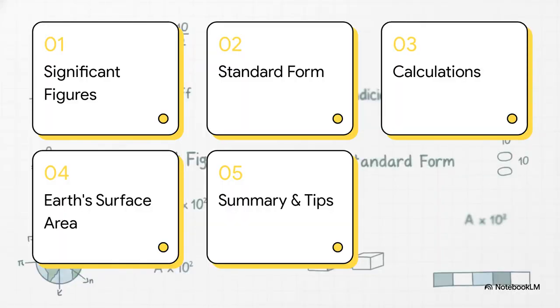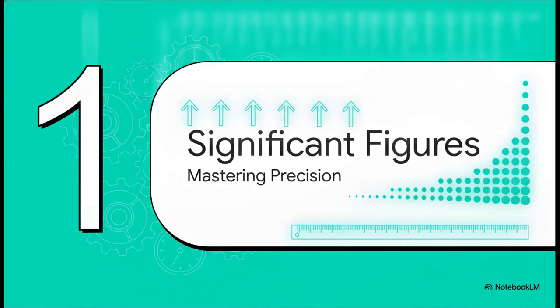Okay, let's dive into this. Here is our learning journey for today. First, we'll master significant figures. Then, we'll write in standard form. Third, we'll calculate with standard form. After that, we'll actually solve for the Earth's surface area. And finally, wrap up with a chapter summary and some tips. Section 1. Master significant figures.